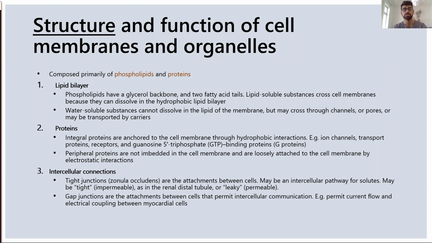So structure and function of cell membranes and organelles. Membranes themselves, first of all, and then organelles. Membranes are composed of two main structures: we have our lipids and we have our protein components. Lipids, namely phospholipids, have a glycerol backbone, which is the hydrophilic or water-soluble head, and then there are two fatty acid tails, which are hydrophobic, so water insoluble. The hydrophobic tails will face each other and form this bilayer.